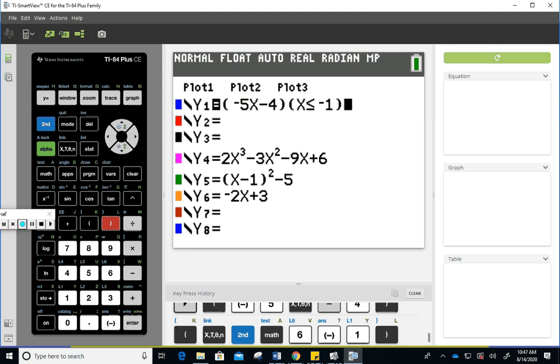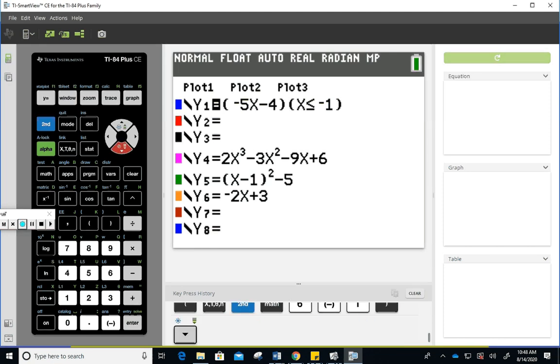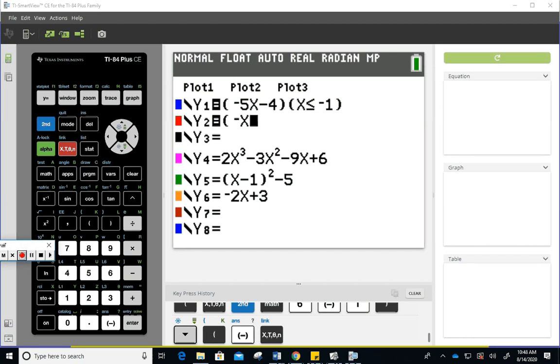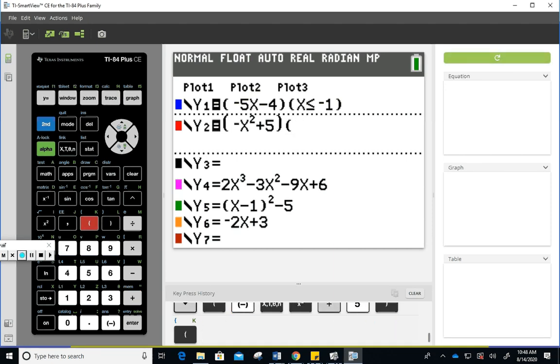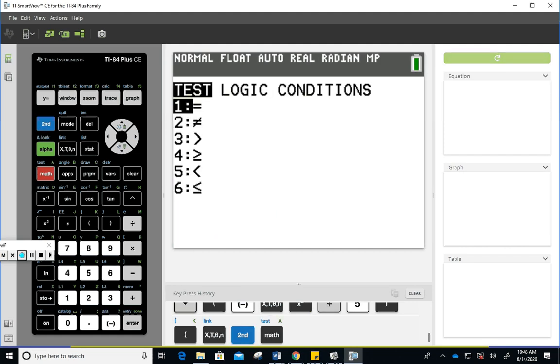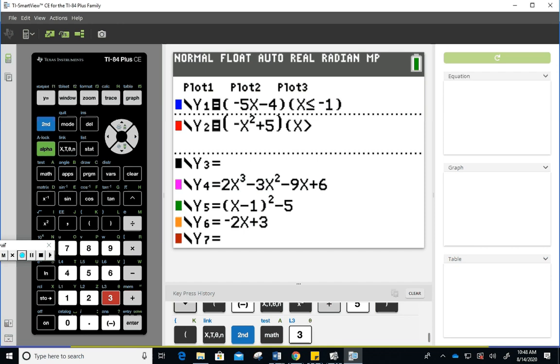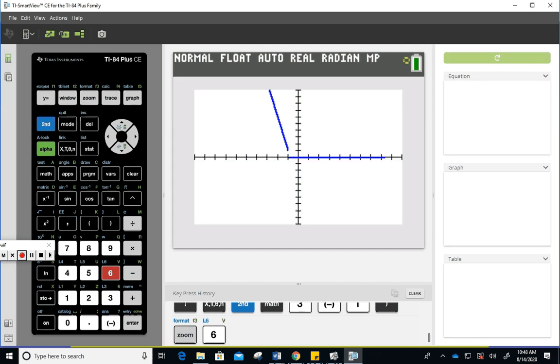So now I'm going to go down. Now my next graph was y equals -x squared plus 5. So parentheses, -x squared plus 5, close parentheses, and then I'm going to say parentheses, x, and I got to go to my test menu, so second math key is greater than -1. So I'm going to zoom 6, and it'll graph.